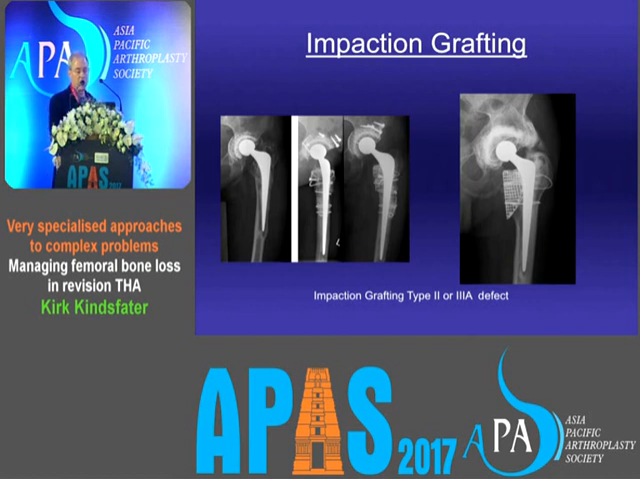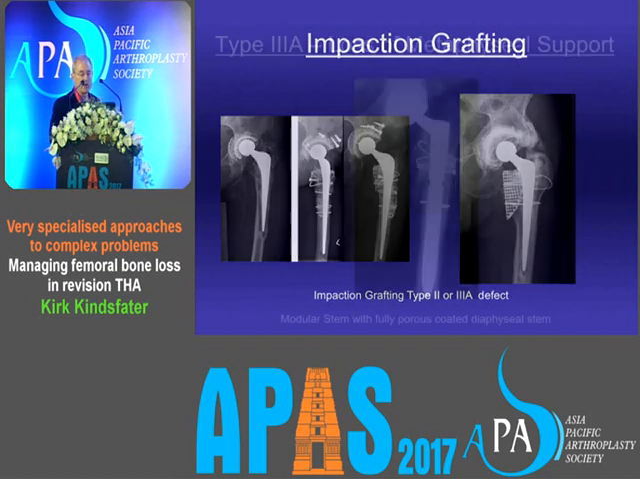So this is probably a type 2 on your left, and the defects are closed with the mesh. A long stem is used just to bypass the thin cortical area that you see, and then it's standard impaction grafting. On your right, that's probably a 3A because there's a big metaphyseal defect, but able to reconstruct that with mesh, and then you can use a standard impaction grafting technique.